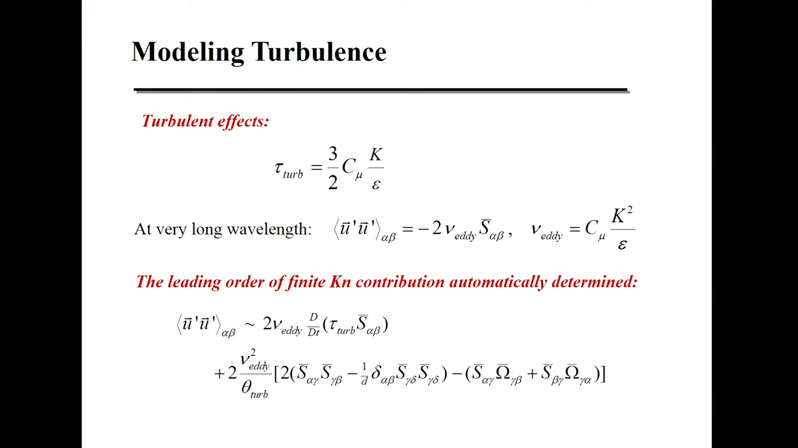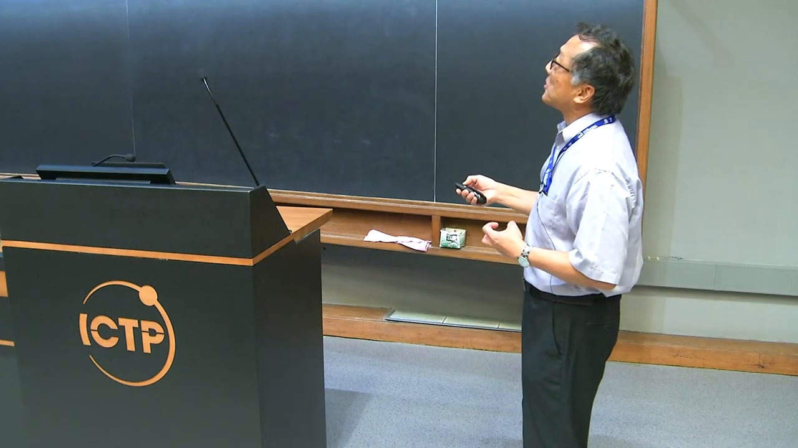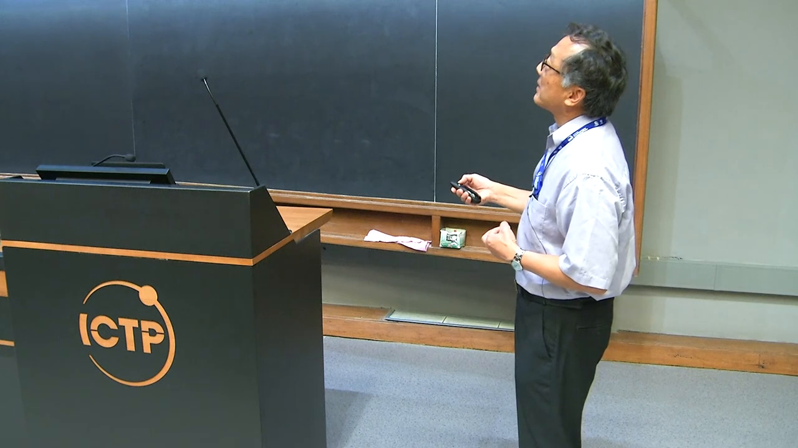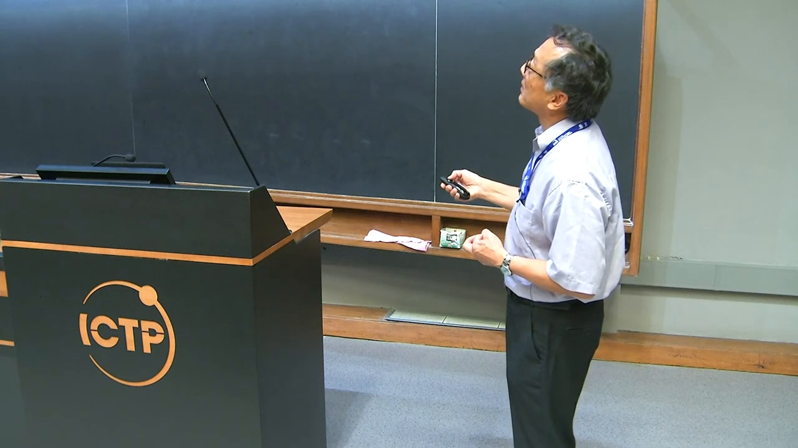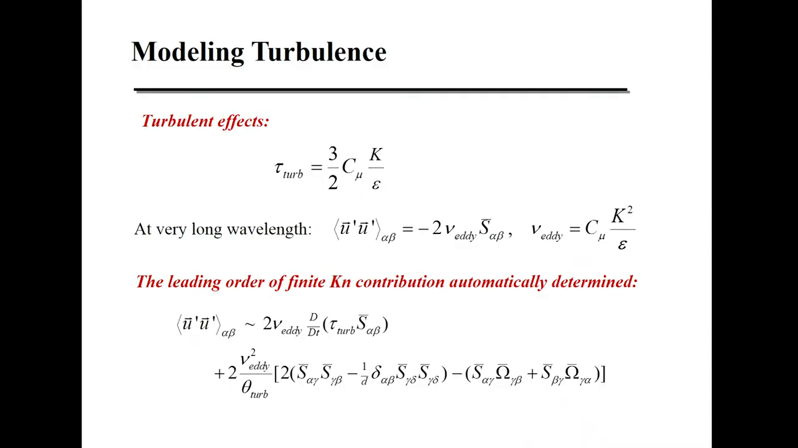And one interesting thing is, if we just assume that the relaxation time is related to k over epsilon, then in the long wavelength limit, indeed the turbulent Reynolds stress is related to the mean rate of strain, with the eddy viscosity defined exactly in this way, giving the k-epsilon model.